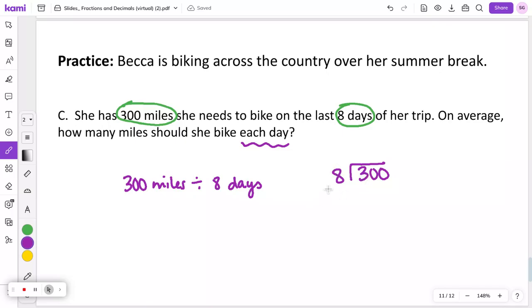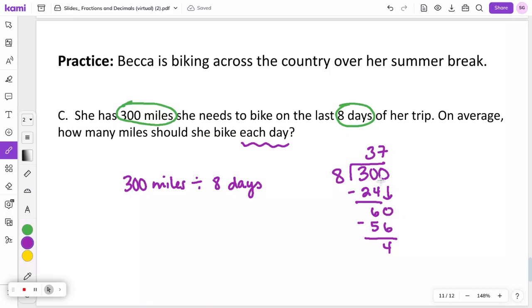8 does not go into 3, but 8 does go into 30. 8 would go into 30 3 times, because that's 8, 16, 24. That leaves me with a remainder of 6. So now I can bring down my 0 and go again. How many 8s are there in 60? Well, I think there are 7, because 7 times 8 is 56. That gives me a remainder of 4. I have no more numbers here to bring down, but I can use decimals.